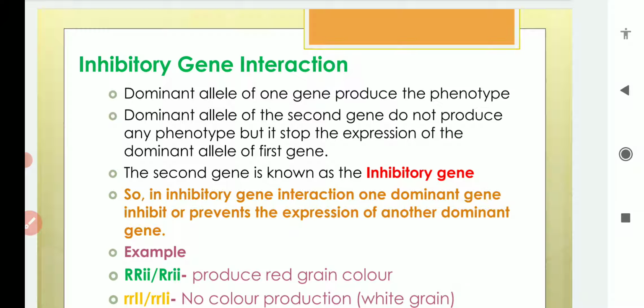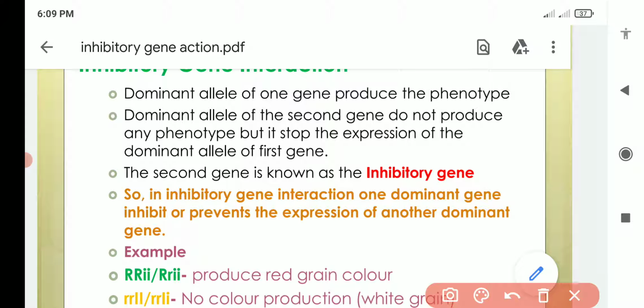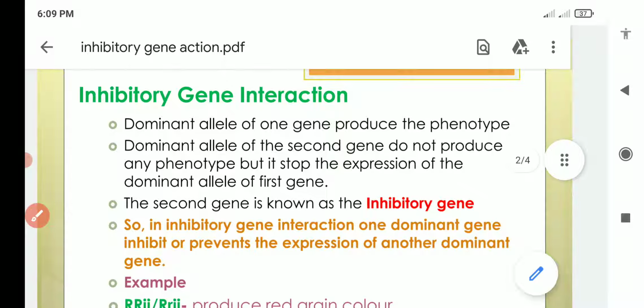In inhibitory gene interaction, one dominant gene will inhibit or prevent the expression of another dominant gene. So we can say the dominant allele of the first gene will inhibit the expression of the dominant allele of another gene. That's why it is known as inhibitory gene interaction. So the two alleles of the first gene and the two alleles of the second gene will interact with each other in an inhibitory manner.